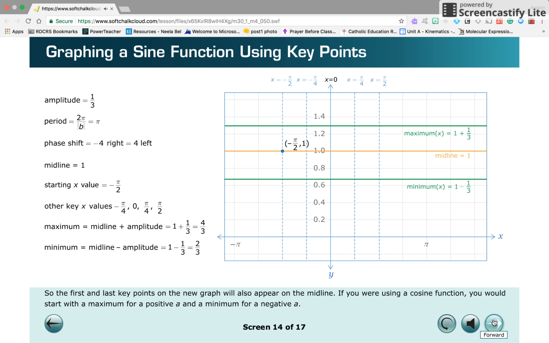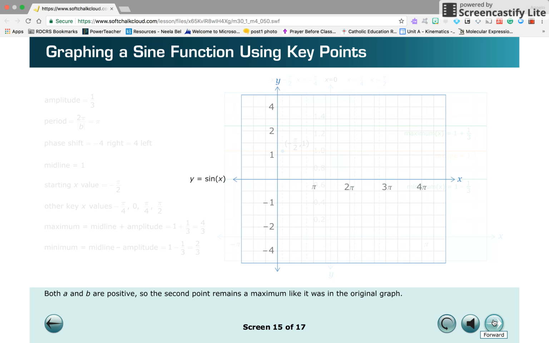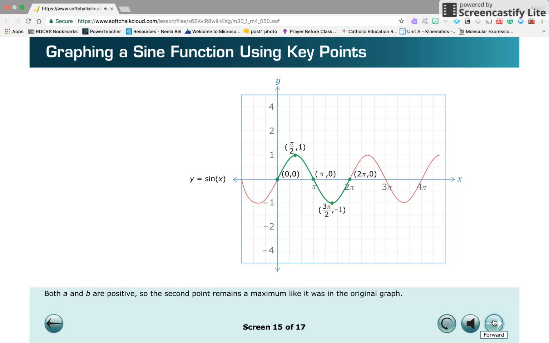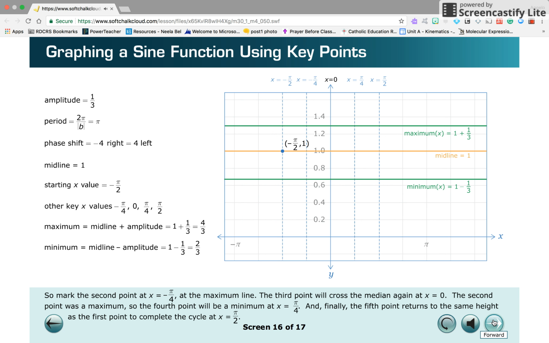If you were using a cosine function, you would start with a maximum for a positive a and a minimum for a negative a. Both a and b are positive, so the second point remains a maximum like it was in the original graph. So mark the second point at x equals negative pi over 4 at the maximum line.